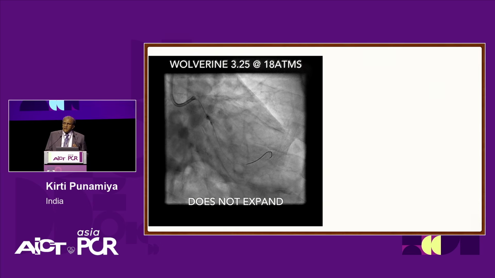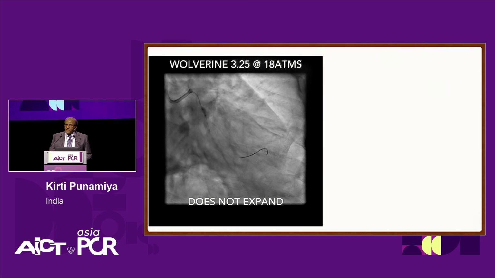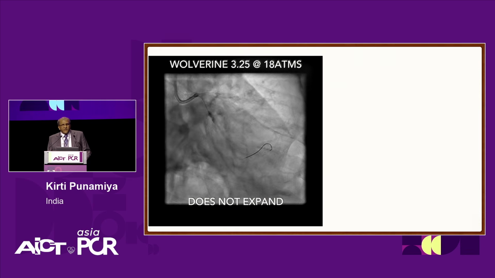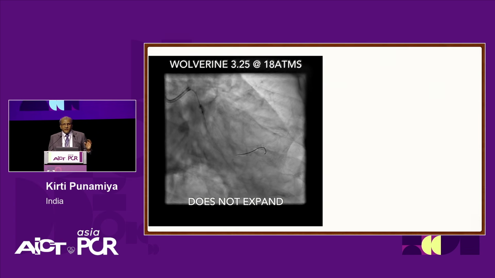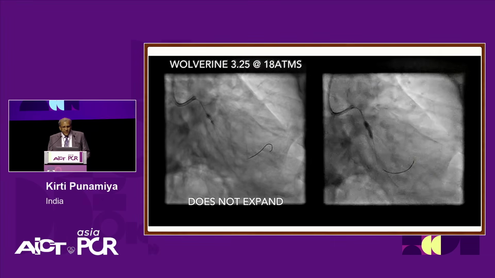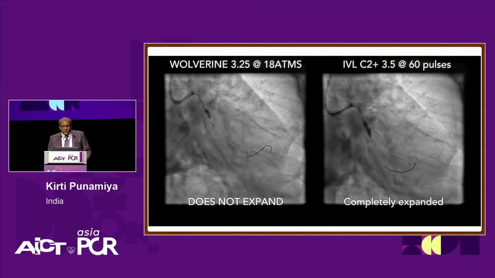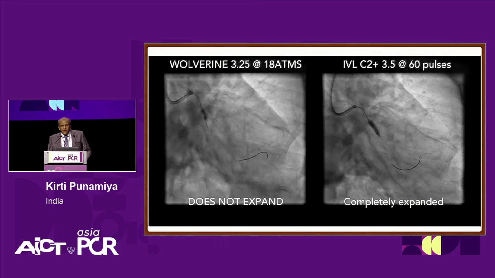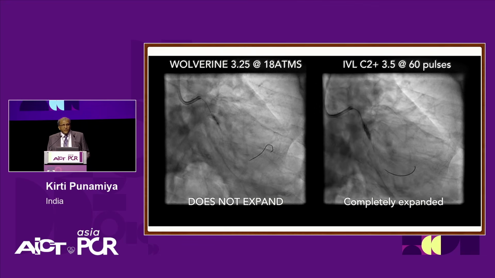So we dilated the circumflex with a 3.25 by 6 Wolverine, and we found that this was the area which failed to expand. All the other areas expanded pretty well. So what it tells us is that, amongst that long diffuse calcified lesion, it pretty well predicted the area that is resistant to expansion. So that's where we took a 3.5, 1:1 size IVL balloon, and this was the C2 plus, and expended 60 pulses to achieve complete radiological expansion, which is determined by the balloon inflated in 2 orthogonal views of fluoroscopy.